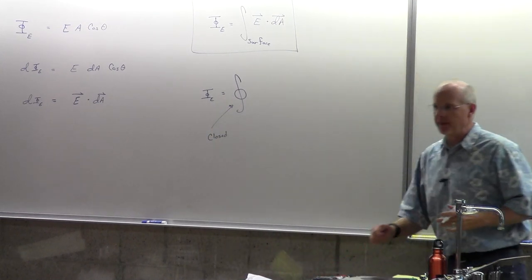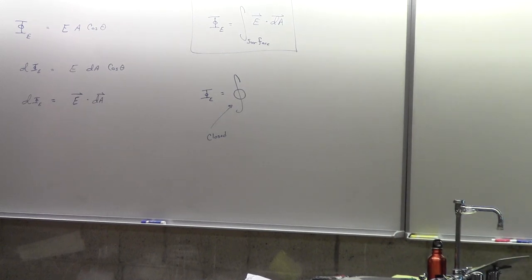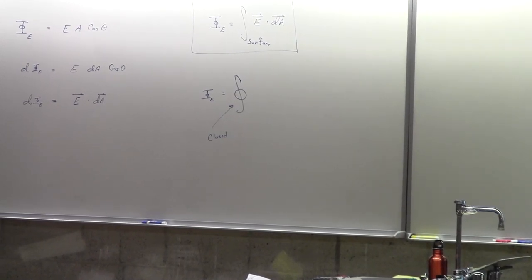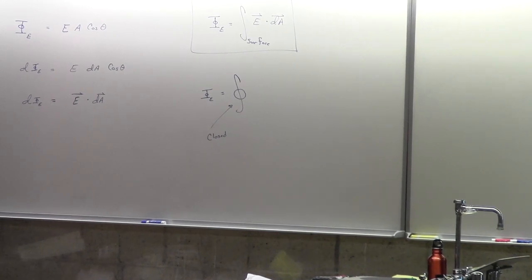When you put a little circle there, what we mean is it's a closed surface, all right? And now, this is a closed surface. Why would I say that? What do I mean by that? Yeah, it wraps around itself, right?